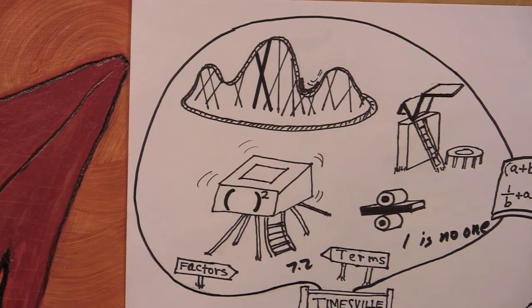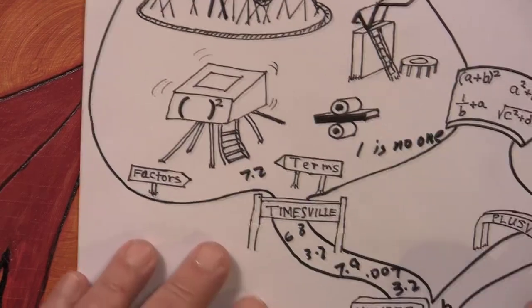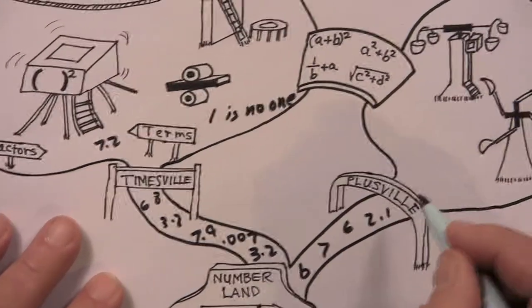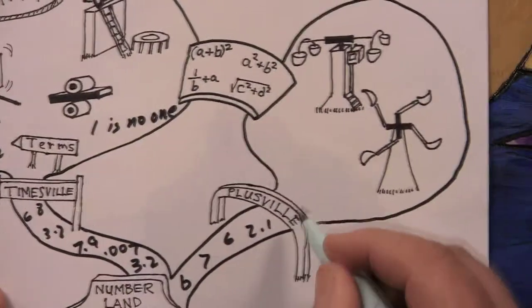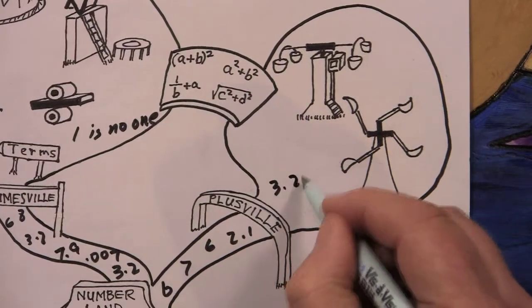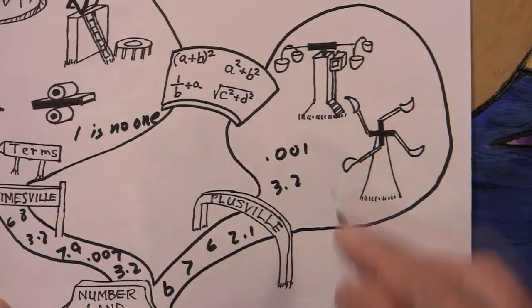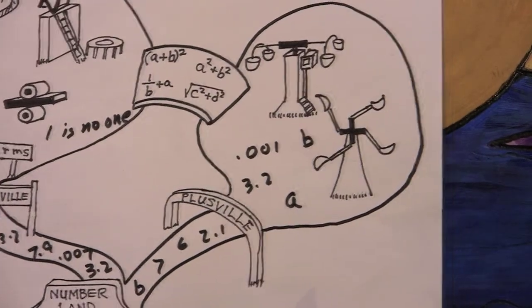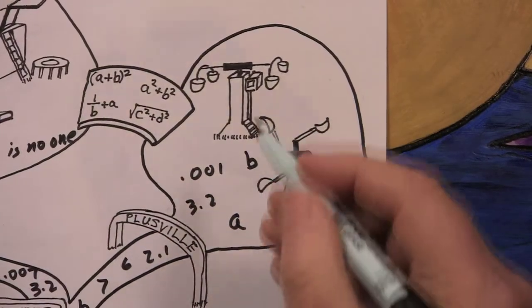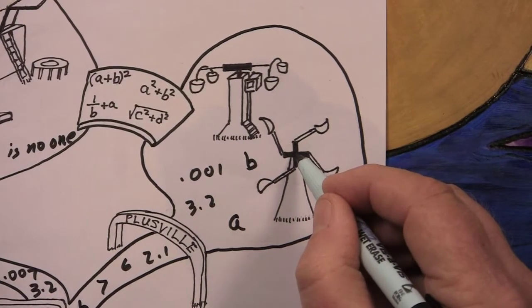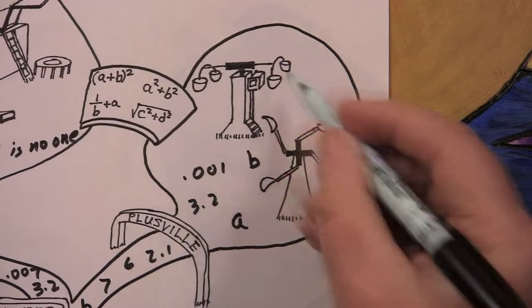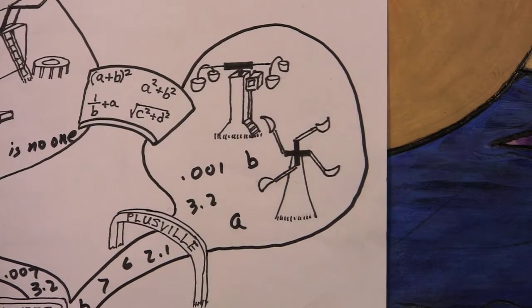Now, let's go over to another land that the numbers love to come to. They love to come over here to Plusville. And even letters like to play here. They only have a very limited number of activities they can do here. They can add on our plus pounder. They can subtract on our minus masher. They can add and subtract to their heart's content.